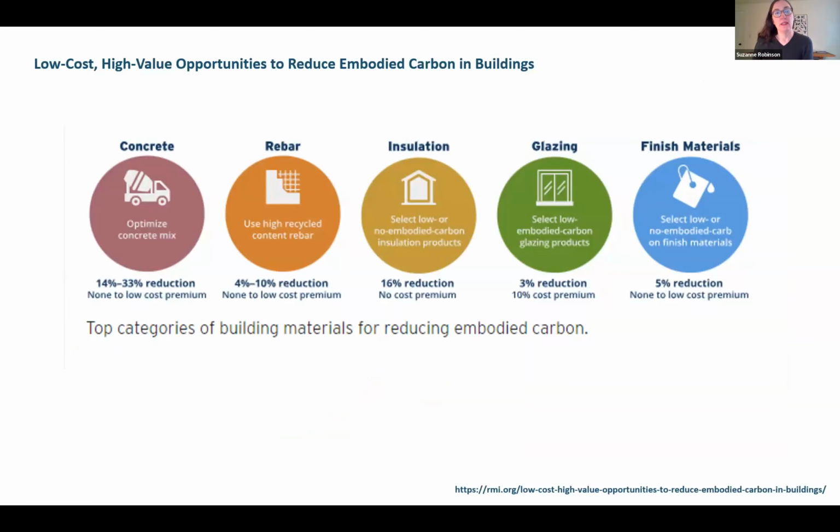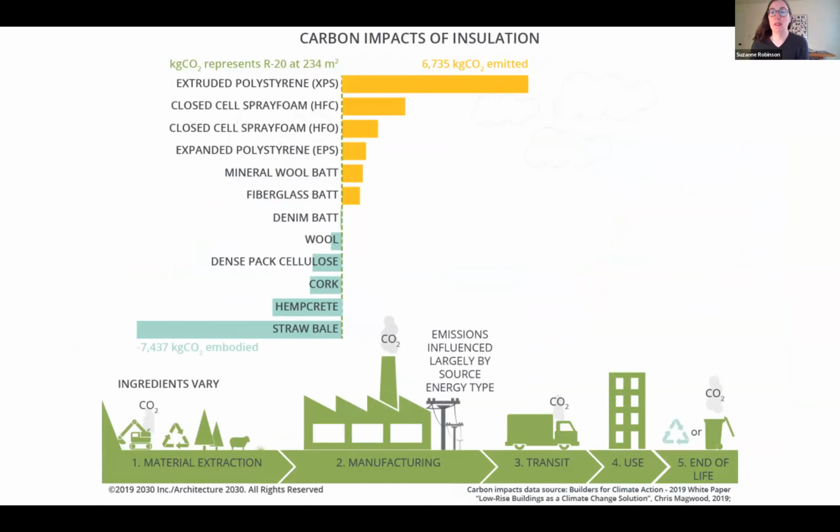I did want to bring this up: this was a report that came out, I believe, a year or so ago from RMI, Rocky Mountain Institute, and they had done analysis on low cost, high value opportunities to reduce embodied carbon in buildings. So there's concrete, rebar, but also insulation. If you look at the carbon impacts of insulation, you have your major categories here, and you can see how they are relative to order of magnitude of embodied carbon.